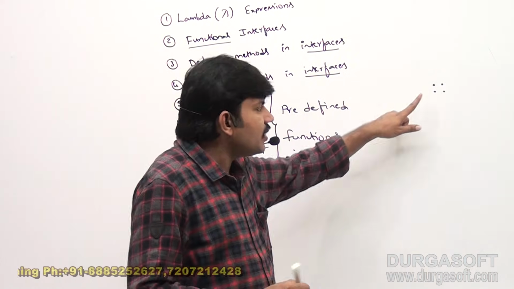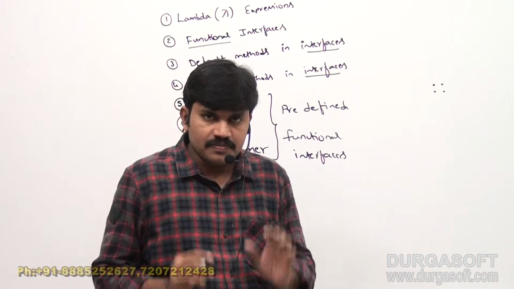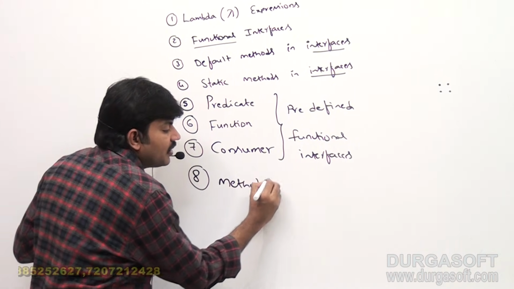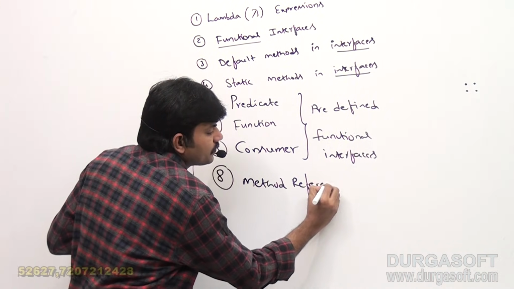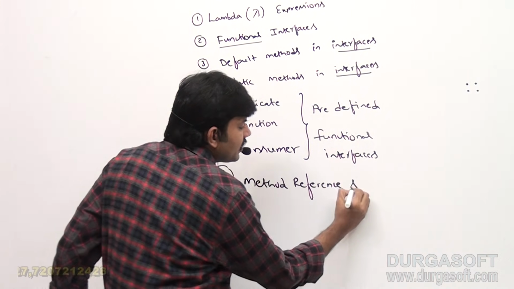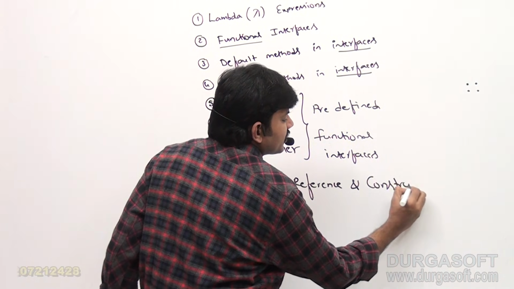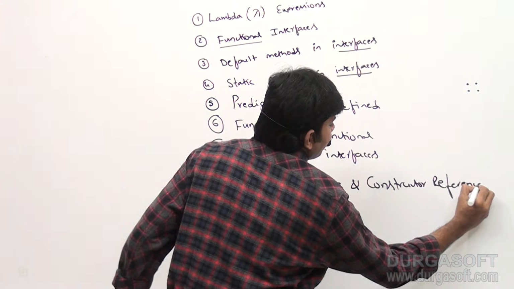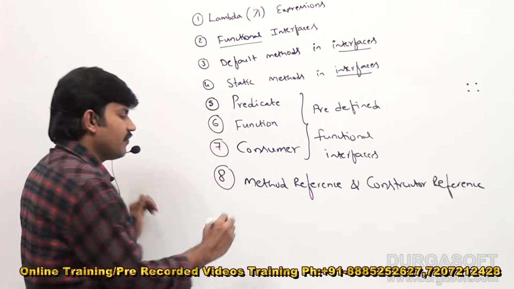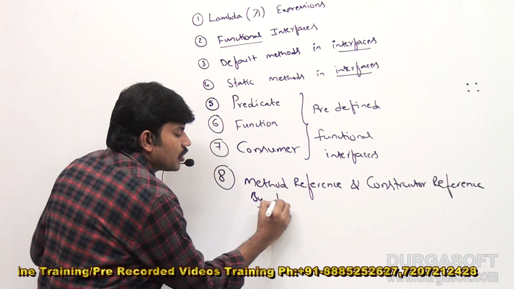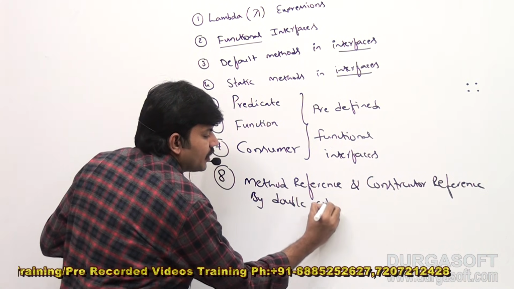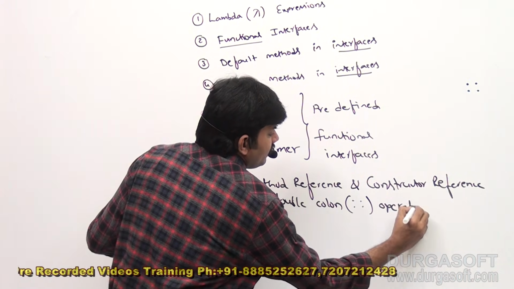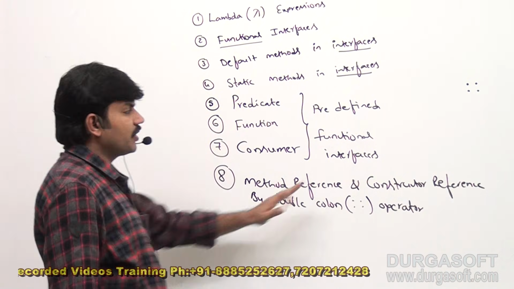What is the purpose of the double colon operator in Java? It is for method reference and constructor reference. Method reference and constructor reference are done by the double colon operator. You people should be aware of these things.